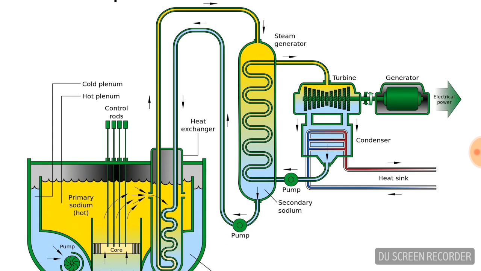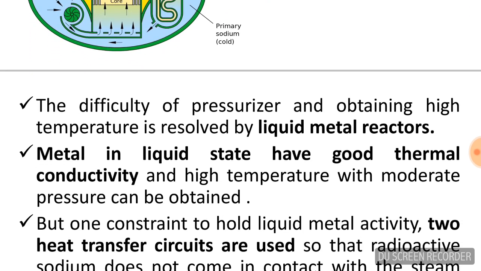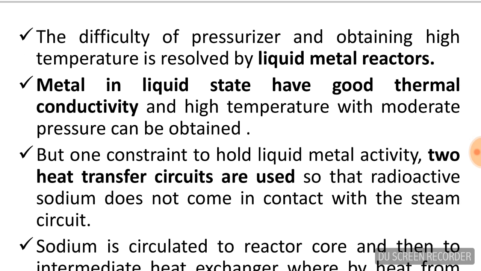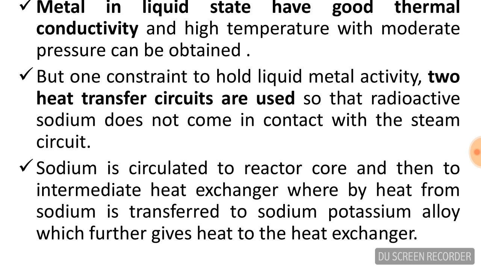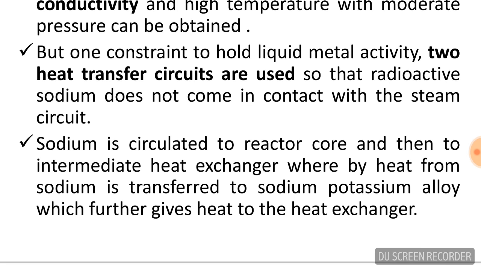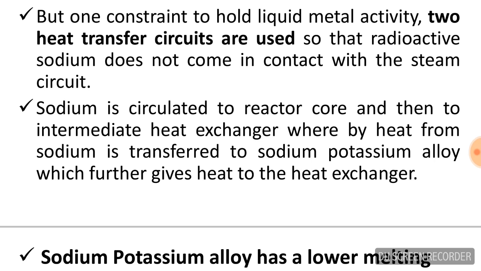I have explained some points in the next slide. The difficulty of the pressurizer and of obtaining high temperature is resolved by liquid metal reactors. Metal in a liquid state has a good thermal conductivity, and high temperature with moderate pressure can be obtained. But as one constraint, to hold the liquid metal activity, two heat transfer circuits are used so that radioactive sodium does not come in contact with the steam circuit. Sodium is circulated to the reactor core and then to the intermediate heat exchanger, whereby heat from the sodium is transferred to the sodium potassium alloy, which further gives the heat to the heat exchanger. So this is all about the liquid metal reactors.